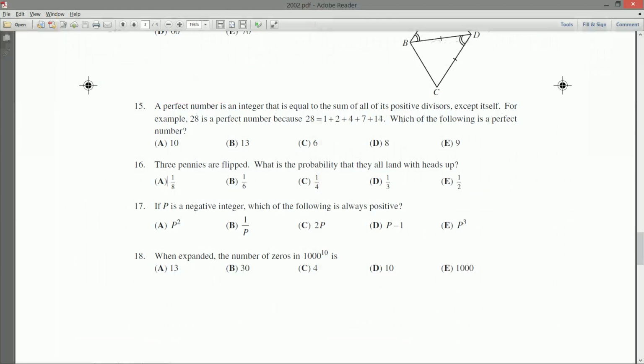So whether you did it the quick way or you needed to remember how probability works, that's two different ways we can do question number 16.